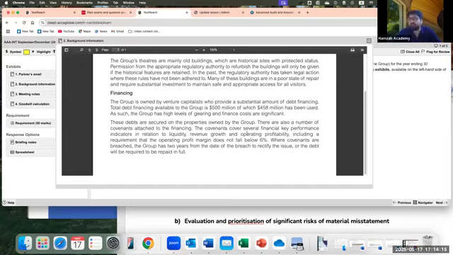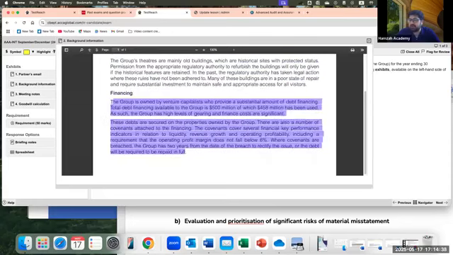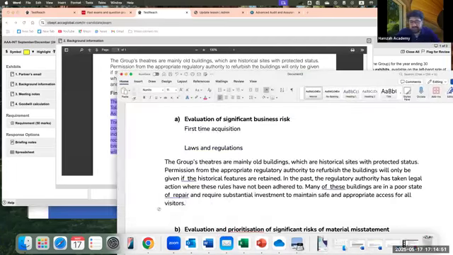The covenants cover several financial key performance indicators in relation to liquidity, revenue growth, and operational profitability, including a requirement that operating profit margin does not fall below 6%. Where covenants are breached, the group has 2 years from the date of breach to rectify the issue, or the debt will be repaid. Now, this is a business risk as well as a risk of material misstatement, both. We have to justify. So it is debt.